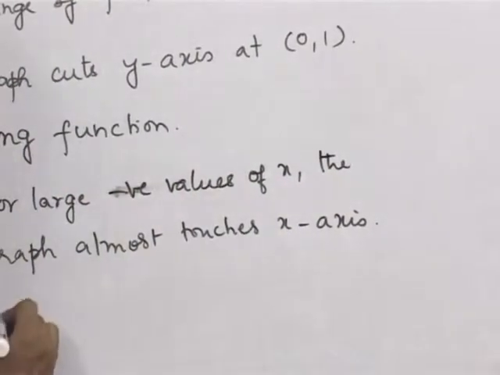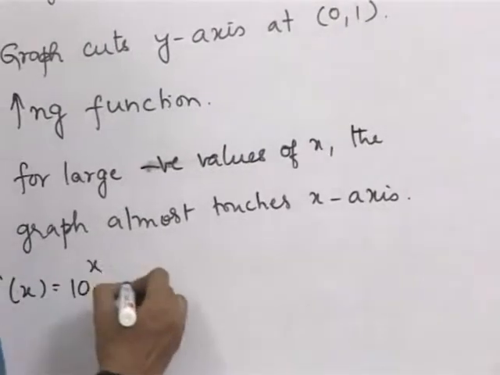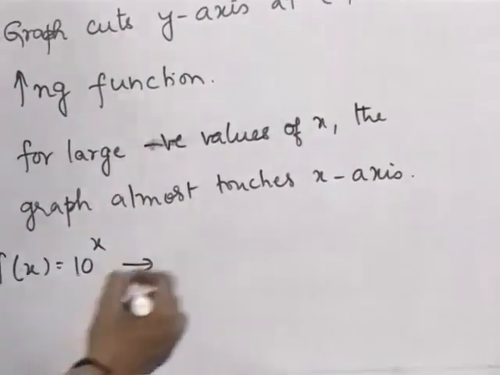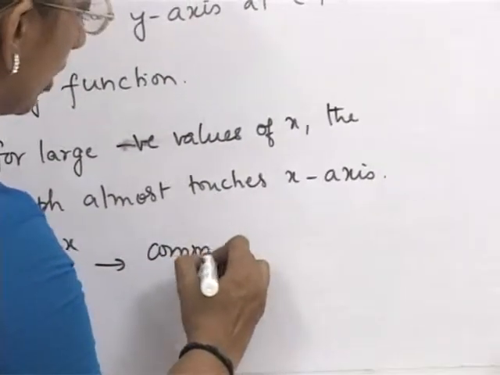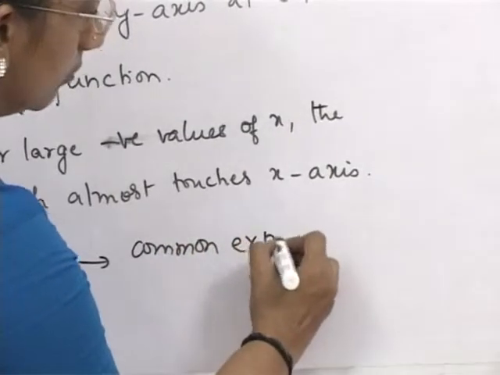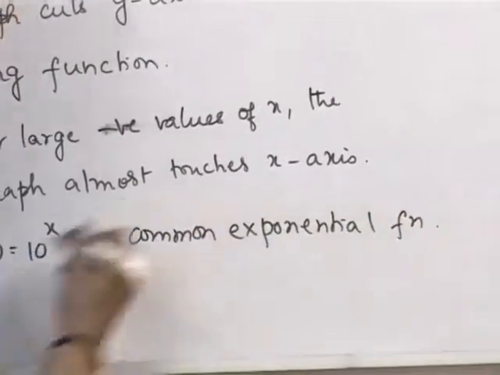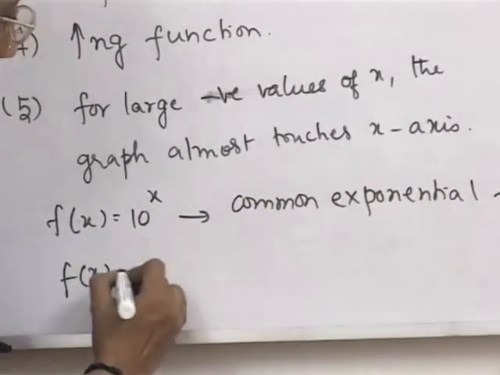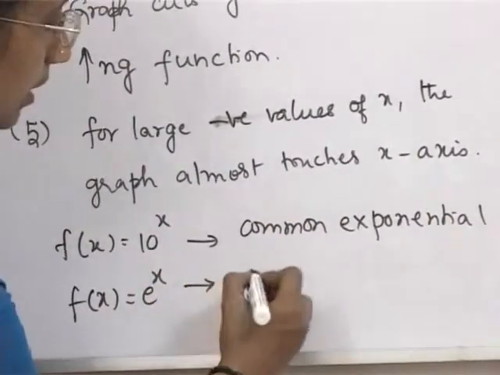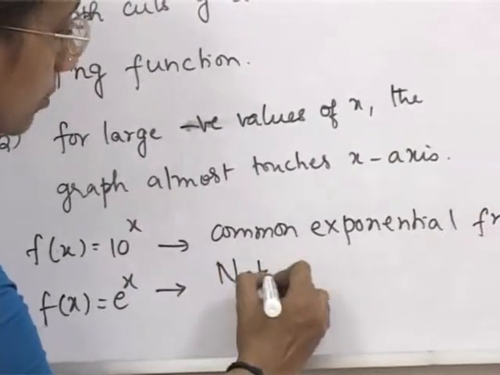Now if f of x is equal to 10 power x, then we call such a function the common exponential function. And if f of x is equal to e power x, we say this is the natural exponential function.